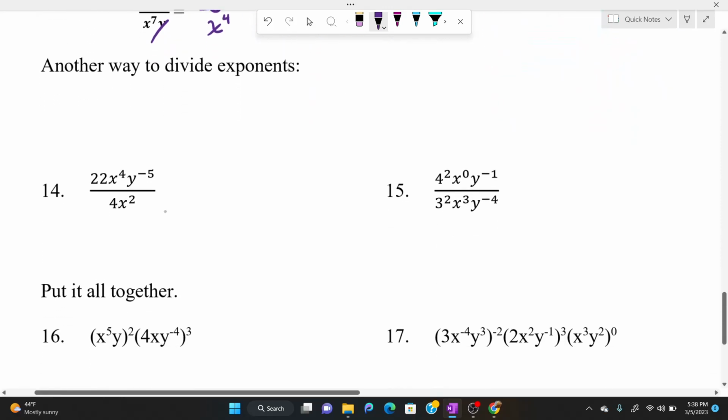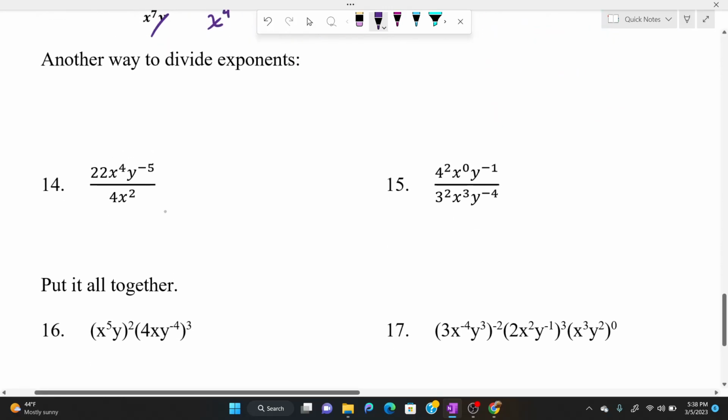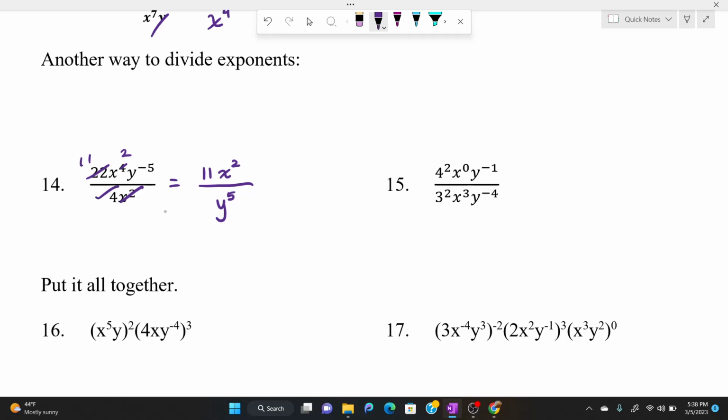All right, so let's do these last few problems. 22 over 4, I guess I can simplify to 11 over 2. And then I'll have two factors of x cancel. That'll become a 2. And I'm going to stick that in the denominator and make it a positive exponent. So y to the fifth, and then that x squared is still up there. And this is 11 over 2 if I divide each one of those by 2. So that's going to be my answer.